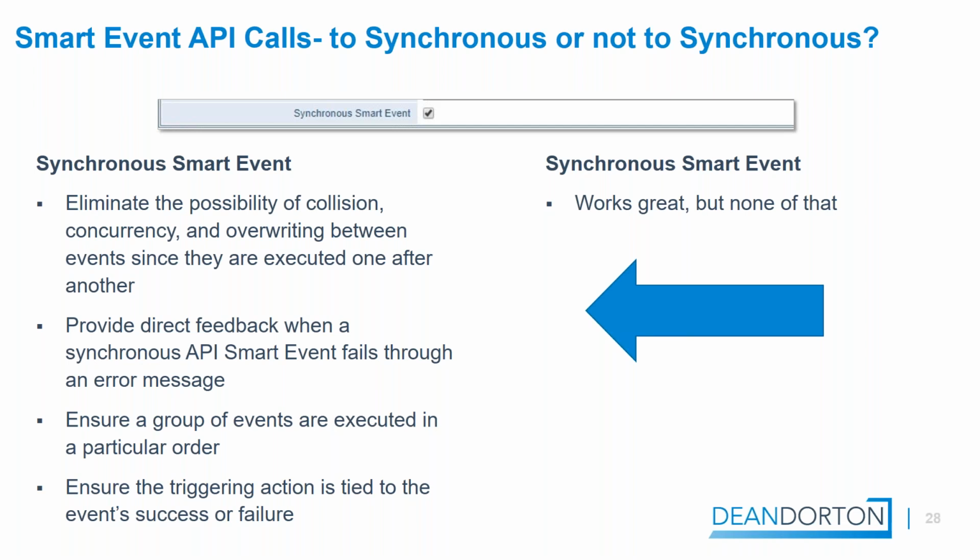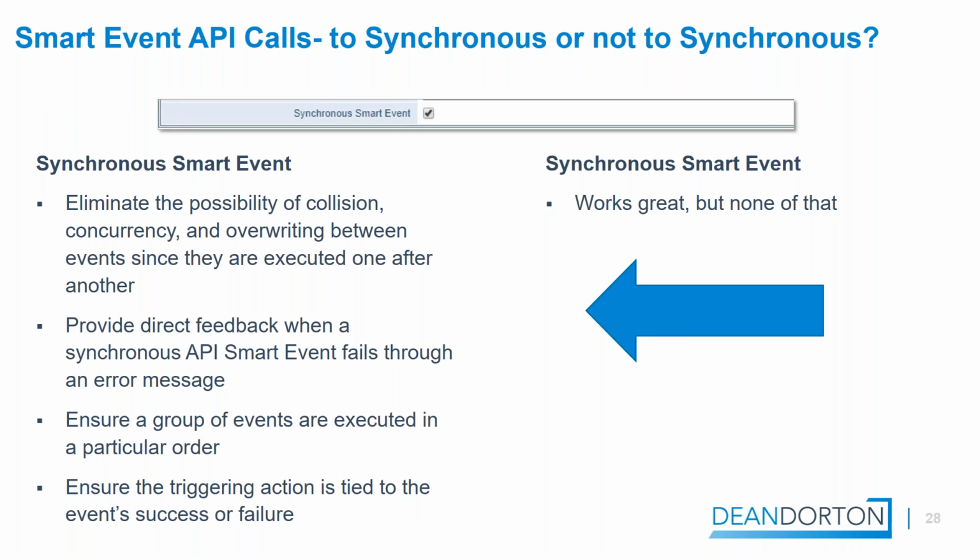Now, the problem with this is, what if you want one smart event to create a sales invoice and another smart event to update that same invoice? Well, if you don't have control over the order that your smart events are firing in, you would have gotten errors, things wouldn't have worked. So to prevent that, we have this synchronous smart event concept, which allows us to make sure that the smart event is tied to the action that we need it to be tied to.